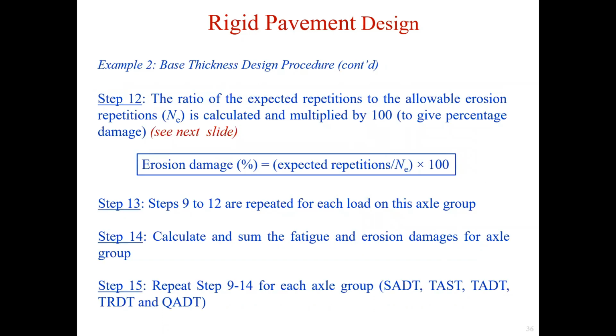If we divide the expected repetitions by the allowable erosion repetitions NE and multiply by 100, we get the erosion damage in percentage. Step 13 is to repeat steps 9 to 12 for each load on this axle group. Next step is to calculate and sum the fatigue and erosion damages for each axle group. Step 15 is to repeat steps 9 to 14 for each axle group ranging from SASD to QADT.